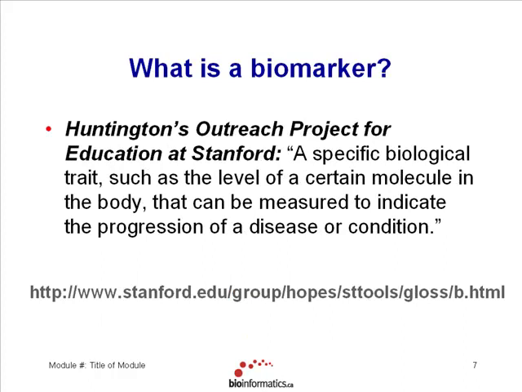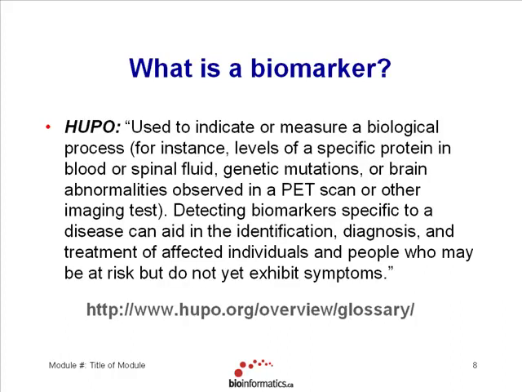Here's something from the Huntington's Outreach Project at Stanford. A biomarker is a specific biological trait, such as the level of a certain molecule in the body, that can be measured to indicate the progression of a disease or condition.